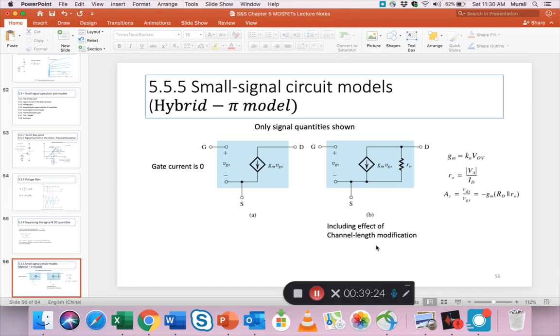So to account for that, there's a new factor introduced called RO. Without RO, you can imagine a resistance, an infinite resistance, right, an open circuit. But once you have to include the channel length modification, that means the problem tells you that with this device, lambda is not 0 anymore, lambda has some value, so start using it. Then you have to put this RO.